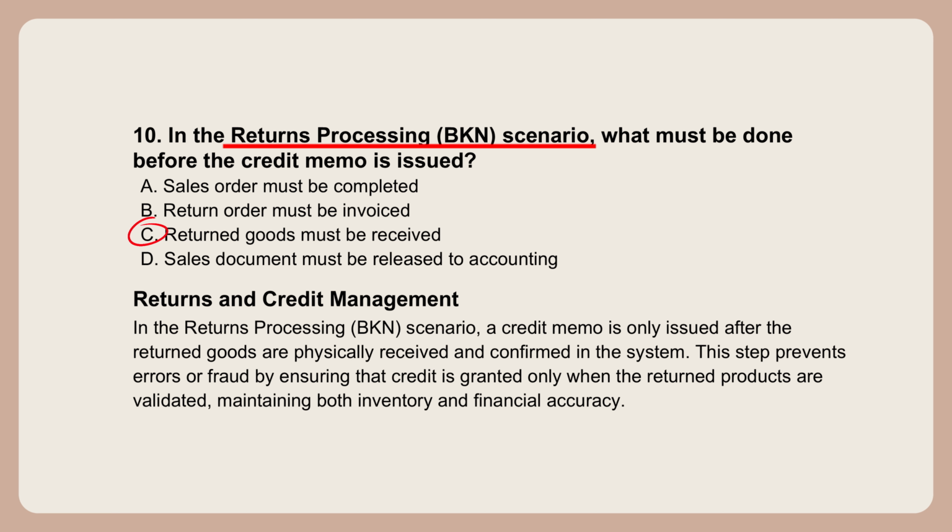Yes, you need that confirmation, usually via posting a goods receipt against the returns order, to show the items are actually back in your possession. So the system needs proof of physical return before releasing the financial credit. Absolutely. It validates the whole reason for the credit memo and keeps inventory counts accurate before the financial transaction happens, ensures things are done in the right order.